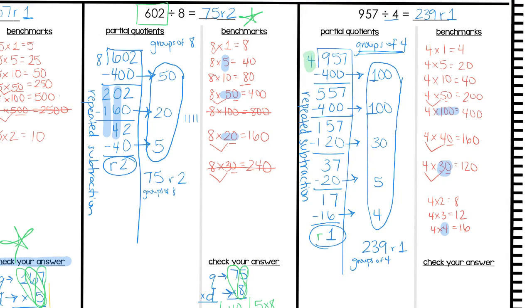Now I'm going to check my answer. My quotient was 239. My divisor was 4. And then we multiply those together. I'm going to pause the video. You can multiply those out. See if you get 957.